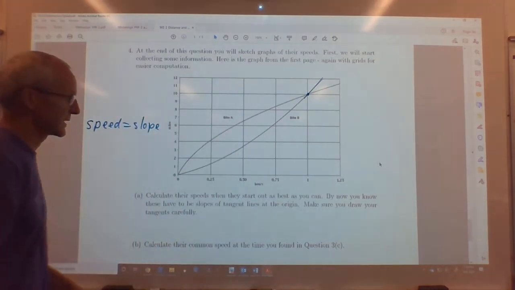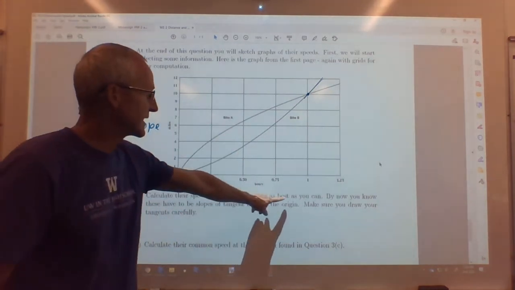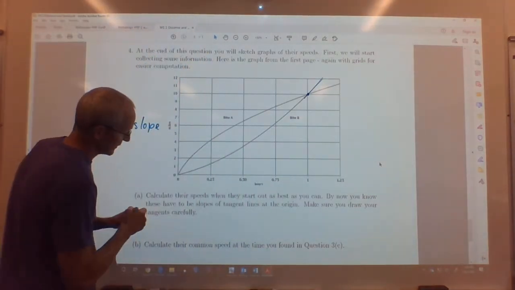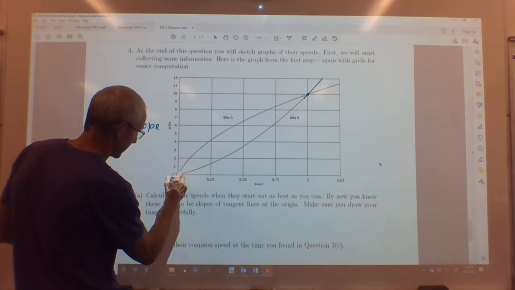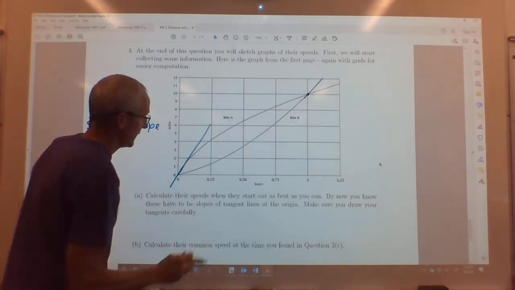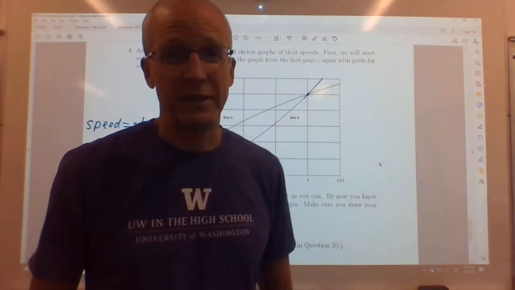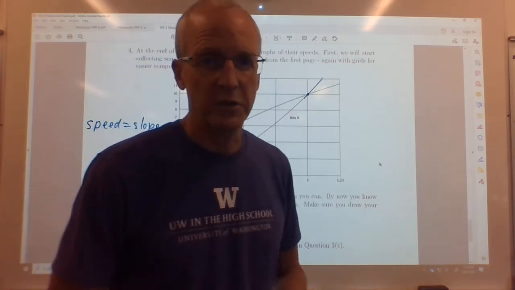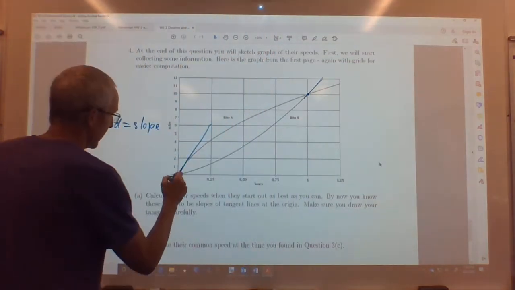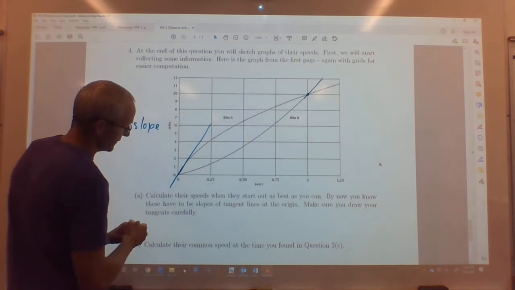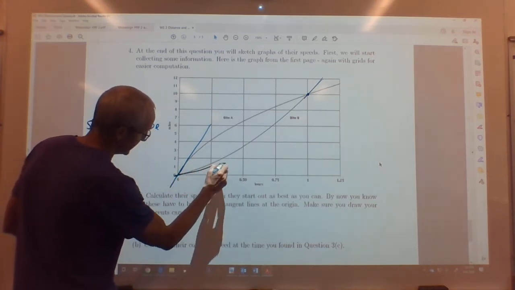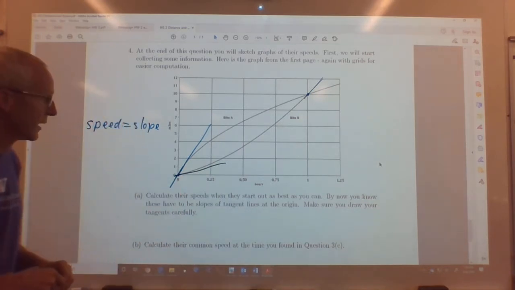So the first one says calculate their speed as they start out as best you can, because you can't do it perfectly. So I'm going to draw what I think the slope is when they start out. So it looks like it's like this. I'm going to try to draw a line as best I can. It obviously helps to have printed this out. I realize if you're just looking on the computer, you don't want to draw a line on the computer, but you can still kind of guess. And that's that one. And then the other bike is something like this. So maybe that's the tangent line right there when they start out.